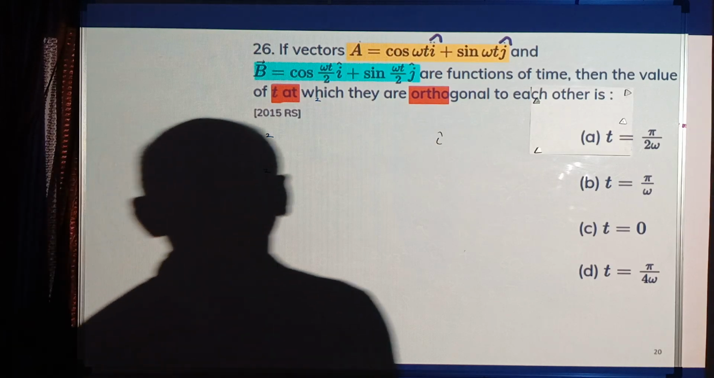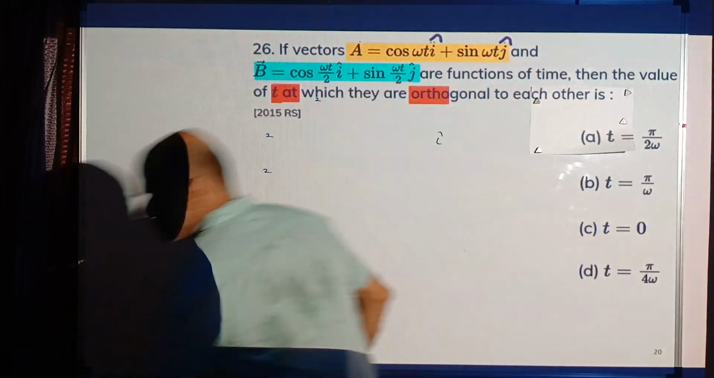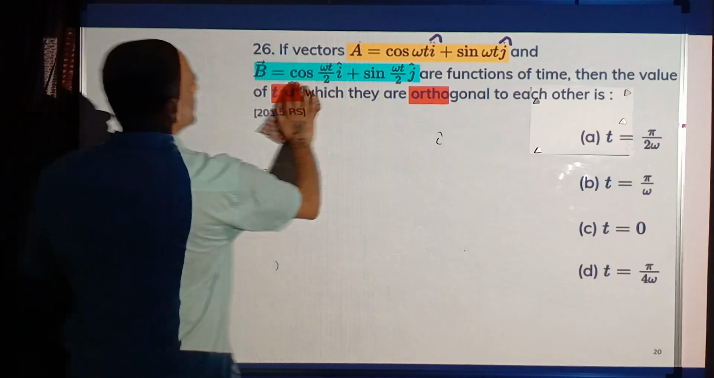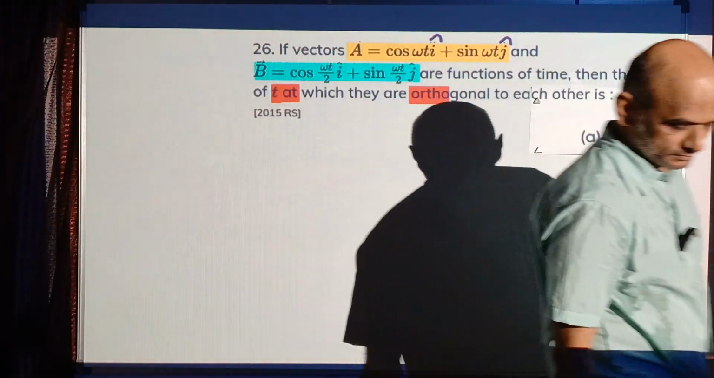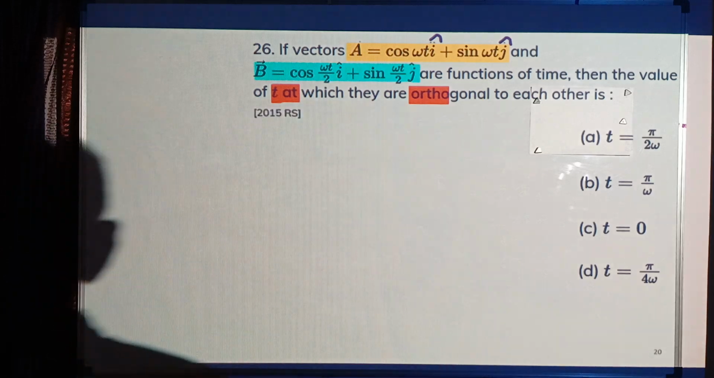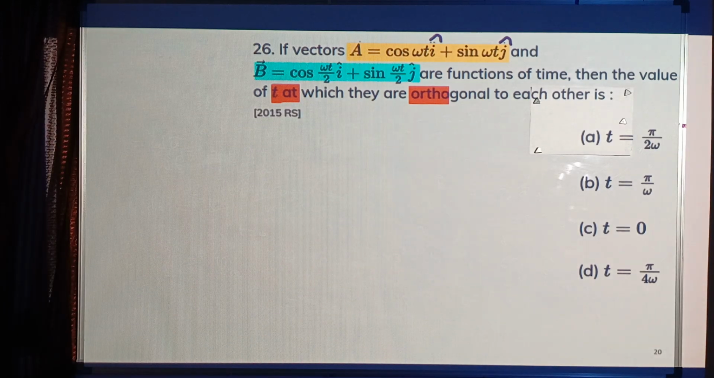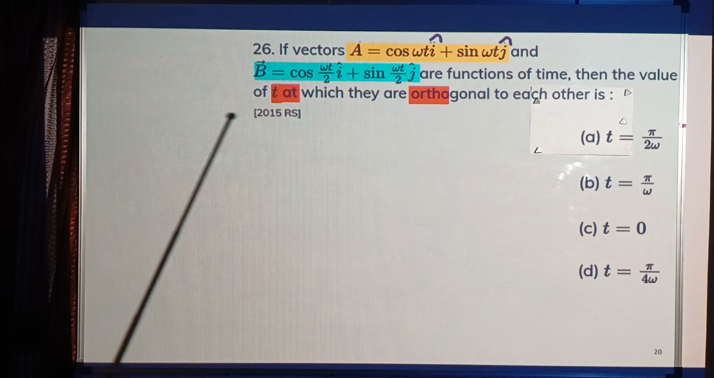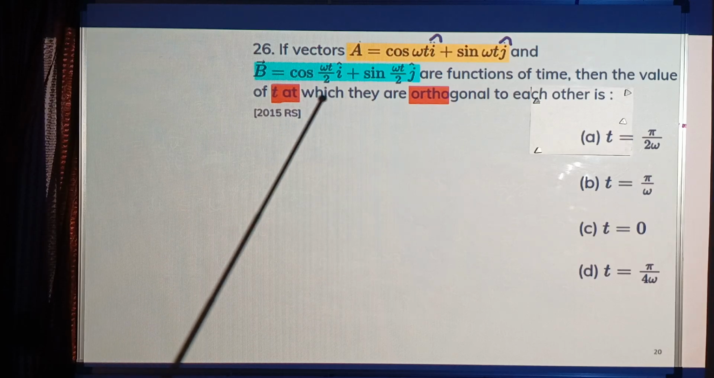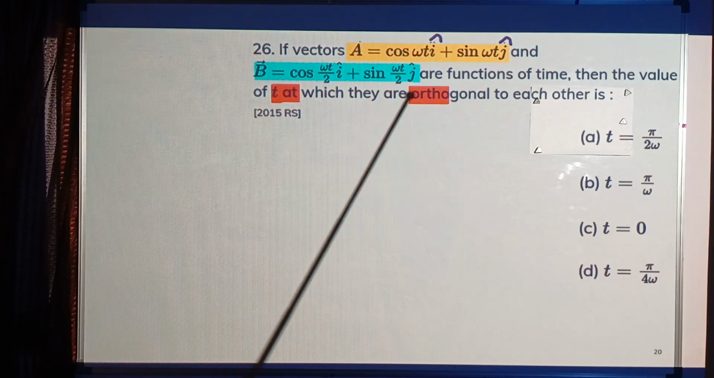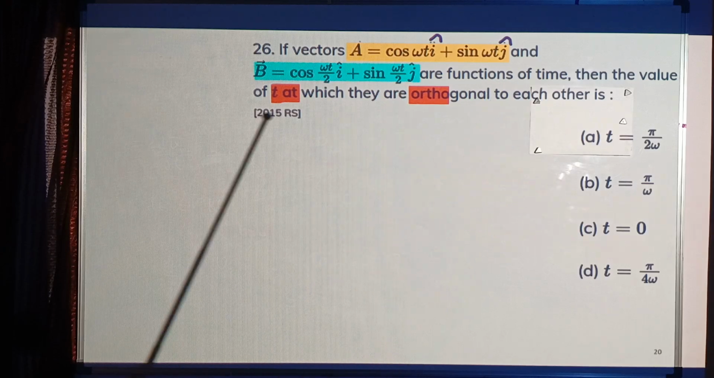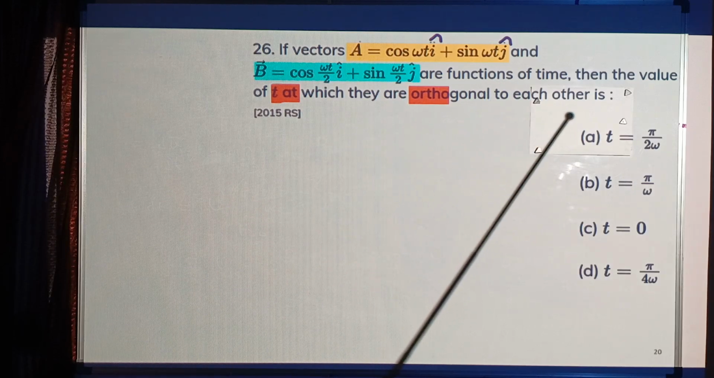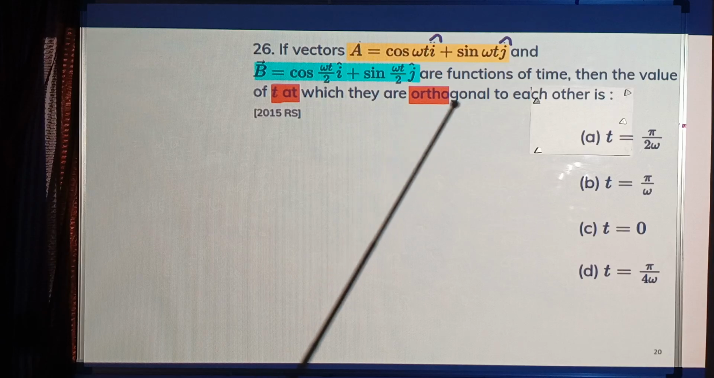This is the next question. Vectors A, which is cos omega t i cap plus sin omega t j cap, and B, which is cos omega t by 2 i cap plus sin omega t by 2 j cap, are functions of time. Then find the value of t at which they are orthogonal to each other. Orthogonal means they are perpendicular to each other.